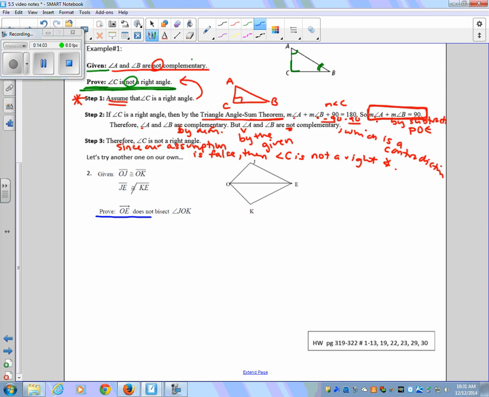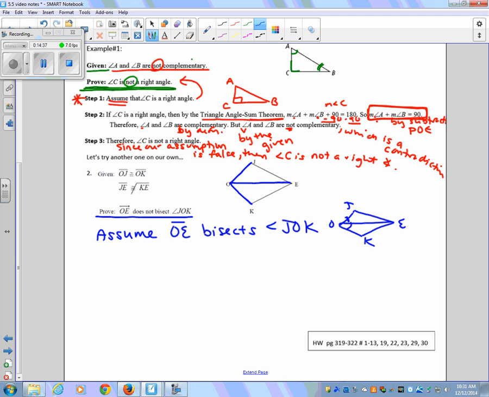So here we're trying to prove that OE does not bisect angle JOK. So the first thing we want to assume is the opposite of that. Assume that OE does bisect angle JOK. So again, you might want to draw a new diagram with your assumption marked off. Okay, so let's assume that these two angles are congruent because OE is bisecting angle JOK.